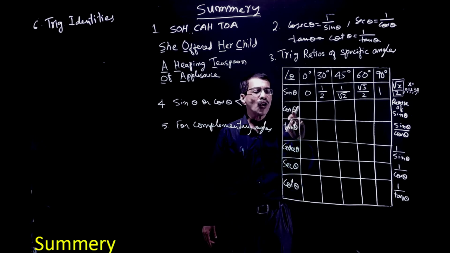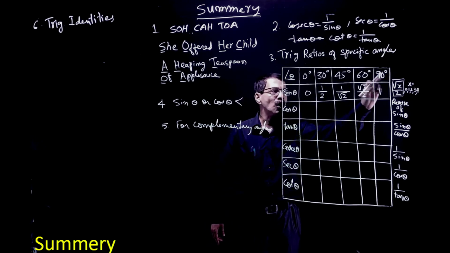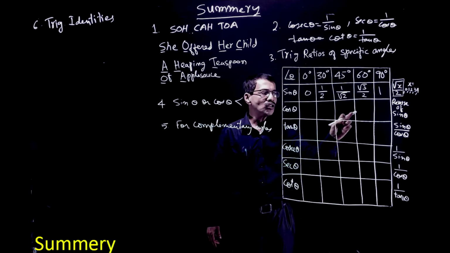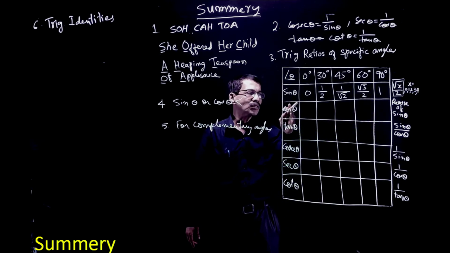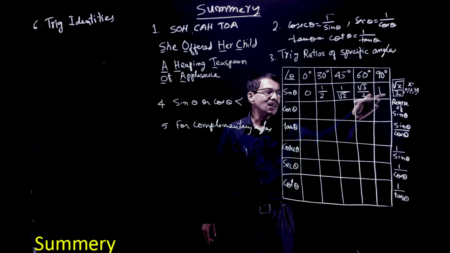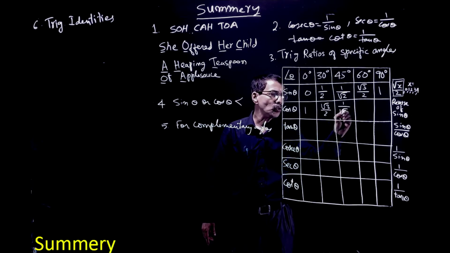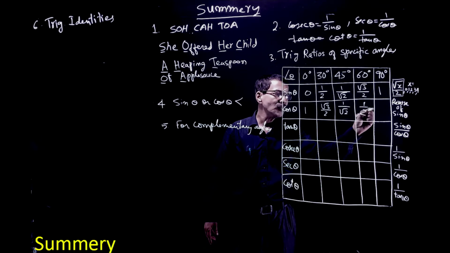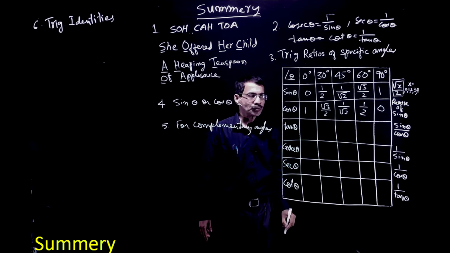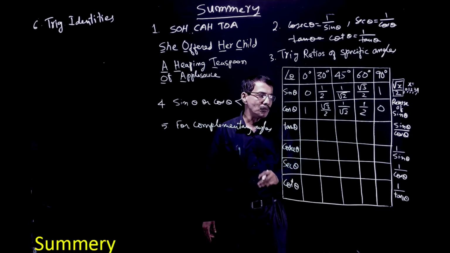And the value of cos theta for each of these angles is obtained by just reversing. So you start reversing this. First is 1, second is root 3 by 2, third one is 1 upon root 2, fourth one is half, and fifth one is 0. So this is how you have to remember.